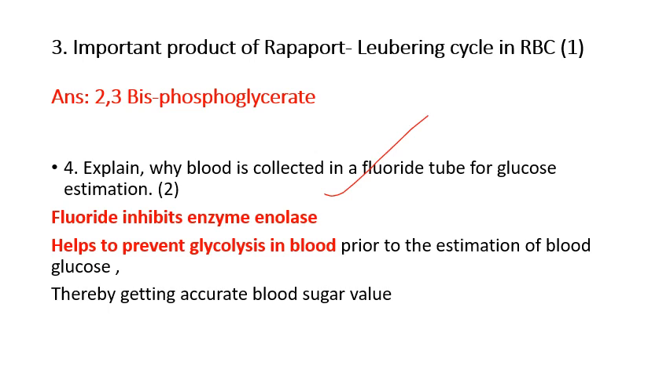Thereby we can get an accurate blood sugar value. If you are not adding fluoride to the tube before blood collection, what will happen? Glycolysis continues. The living cells present in the blood will utilize the glucose through glycolysis, and we will get a low value compared to the original value, so we have to add fluoride to inhibit the glycolysis.